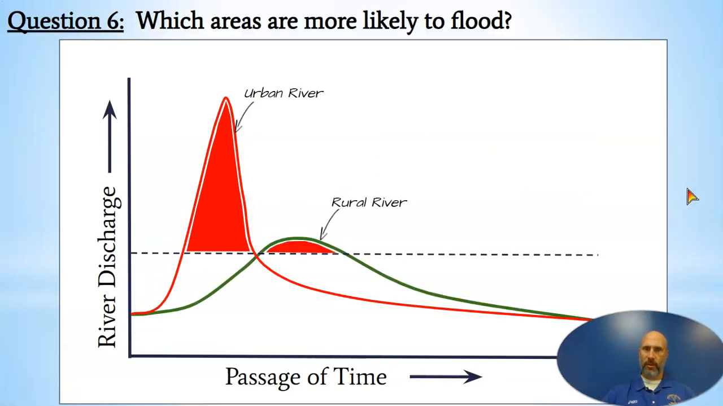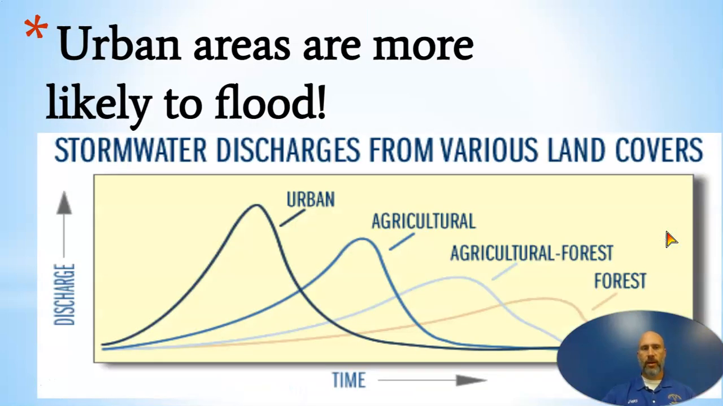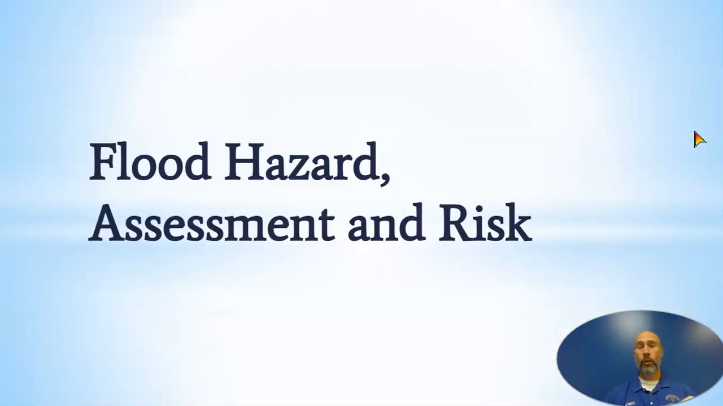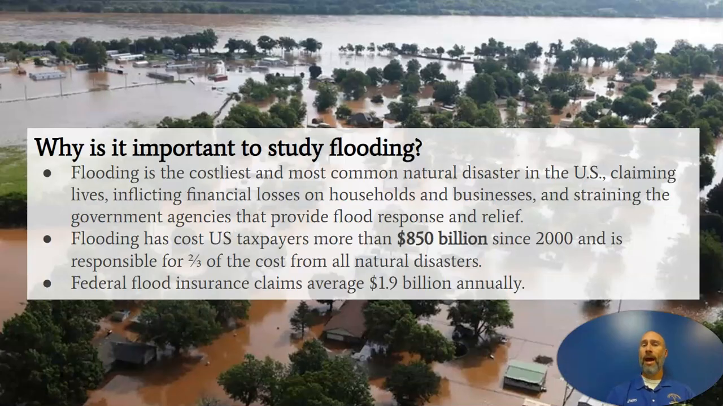So that brings up this question: when we compare the two, which areas are more likely to flood? And the answer there is, of course, urban. Because you have more water and it gets to the river more quickly, urban rivers and streams are more likely to flood than ones that are up in a rural environment. Okay? Now, how can we measure this? And why do we measure this?